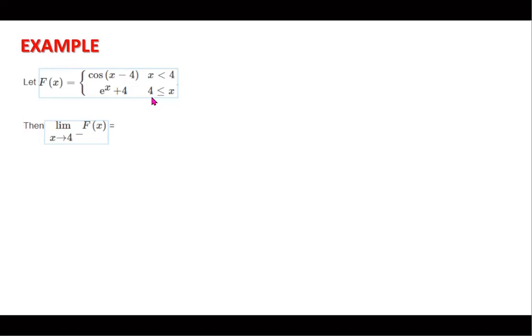If you try to analyze this in a little more detail, you can draw a number line like that and represent 4 here. If x is less than 4, the function on this interval will be cosine(x minus 4). And on this interval, including 4 and more, where x is greater than or equal to 4, it is e to the (x plus 4).